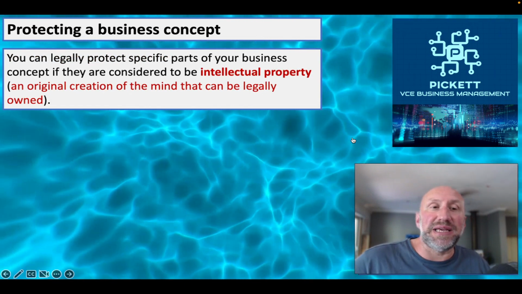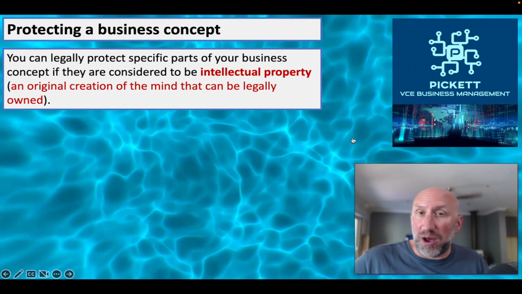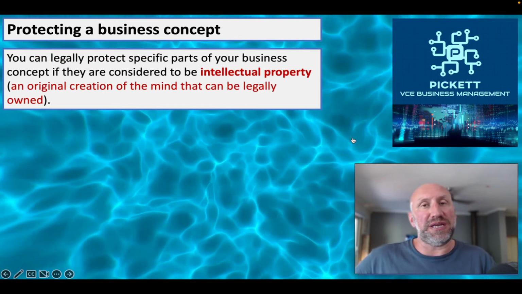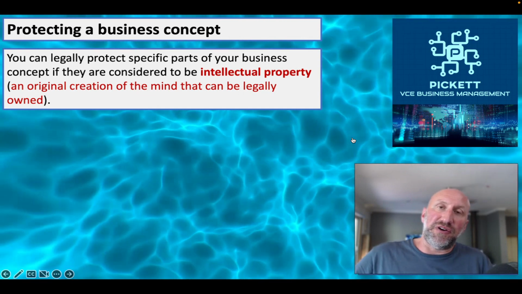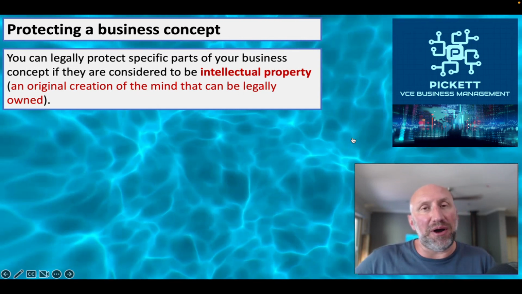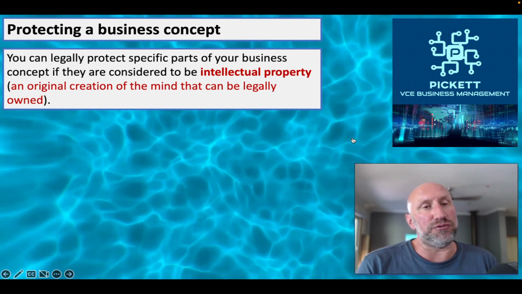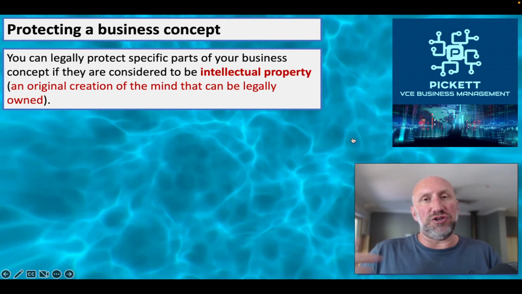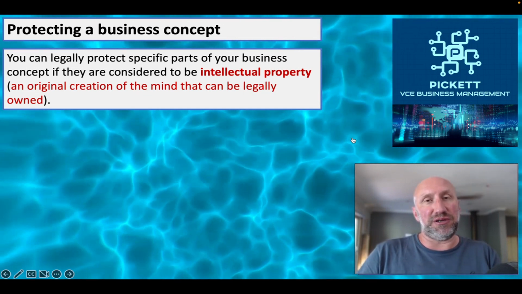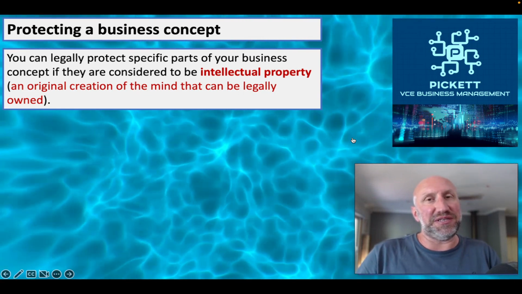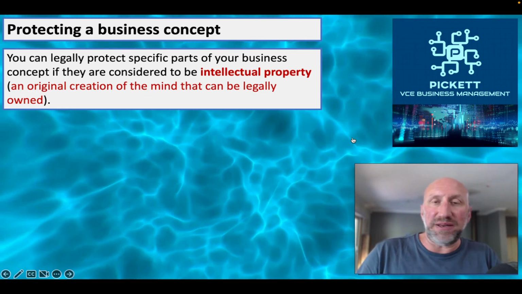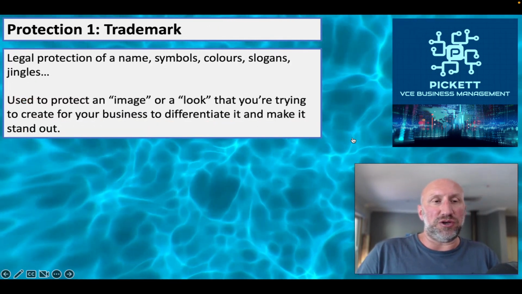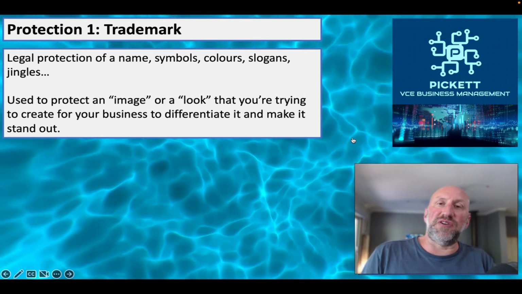Basically, legally, you can protect specific parts of your business if they are considered to be intellectual property. Intellectual property is defined as an original creation of the mind that can be legally owned. There are lots of different aspects of the business that we could do this with, and there are 4 types of protections that I'm going to talk about here that you want to have an understanding of and be able to explain when you get to the SAC. So there are 4 ways that we can do this, and the first one is via a trademark.